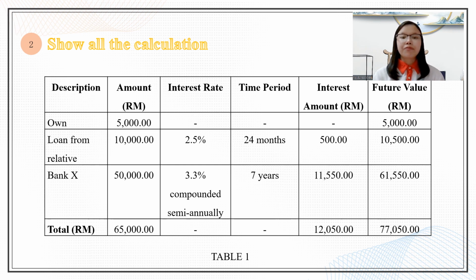For the amount of bank X is 50,000 ringgit with 3.3% compounded semi-annually interest rate at 7 years. Using the same formula, we will get 11,550 as our interest amount and the future value we get is 61,550 ringgit. Our total amount is 65,000 ringgit. Total interest amount is 12,050 ringgit and the total future value is 77,050 ringgit.